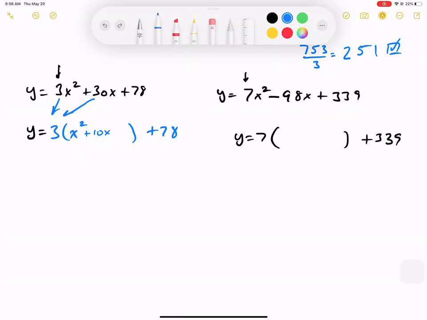Here we go. So what's inside? If I take away the 7, we have x squared by itself, and 98 divided by 7. Let's see if we can do that without using the calculator.